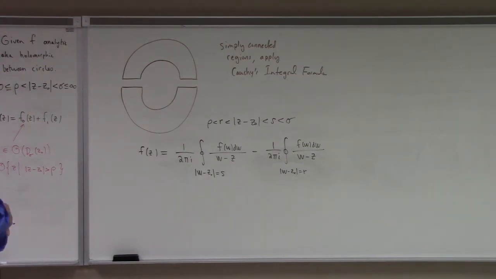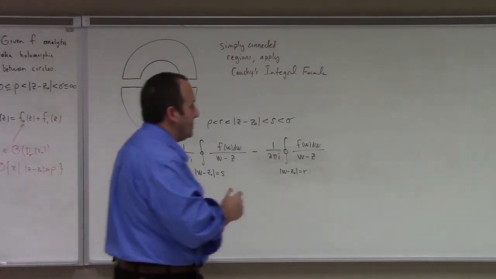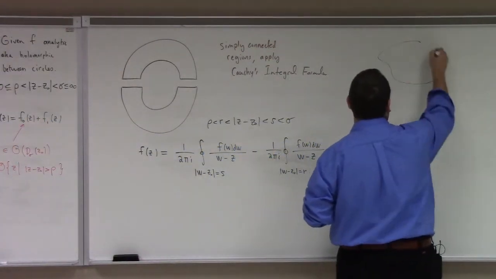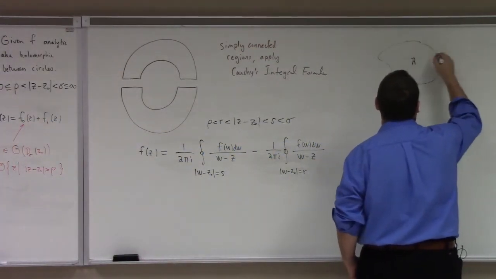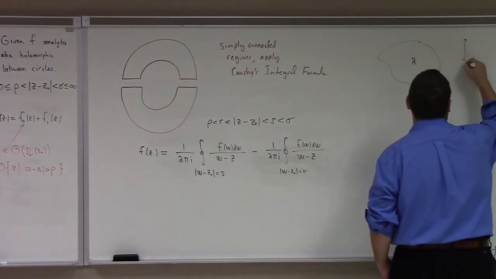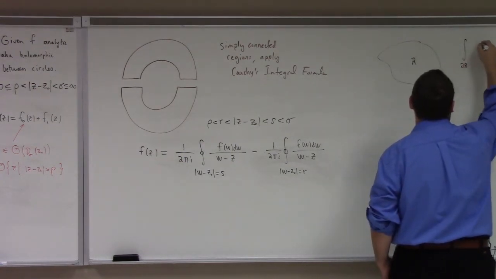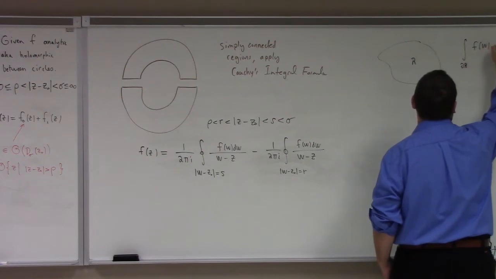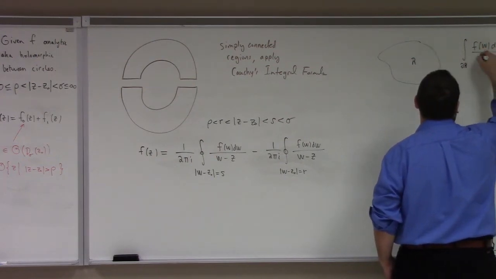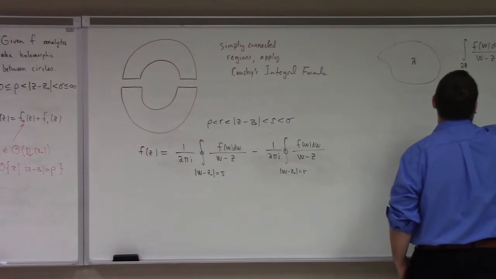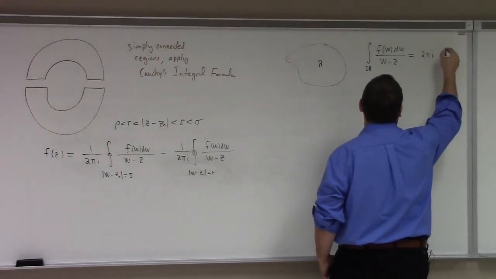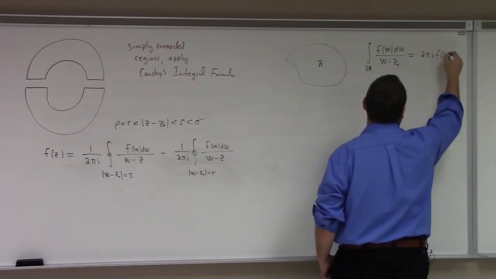So what did Cauchy's integral formula tell us before? It was what? We had some region, right? And we had that the integral over the boundary of the region of f of w dw over w minus z was equal to what? 2 pi i f of, well, let's say z naught, right?